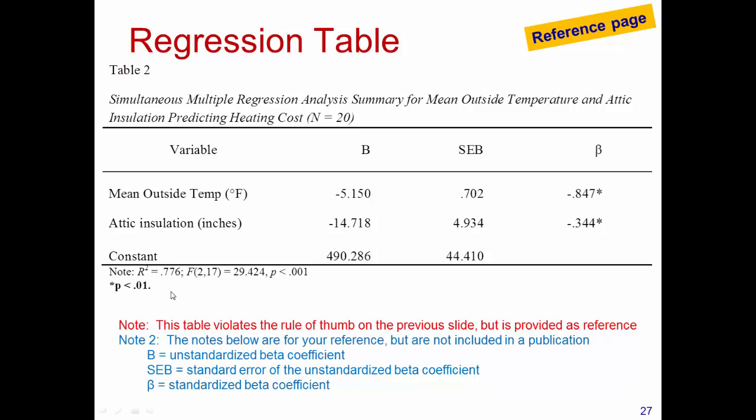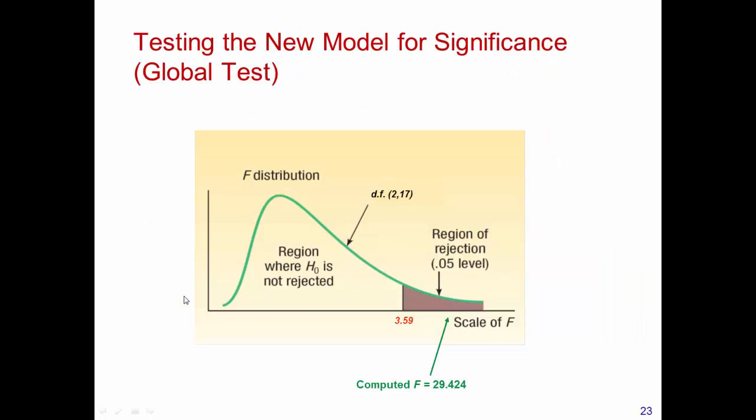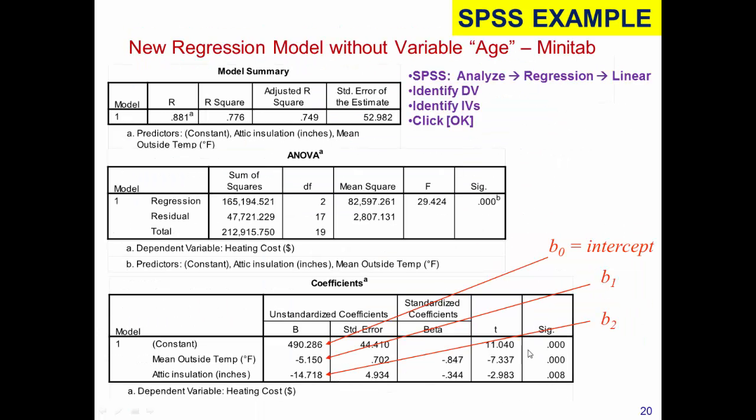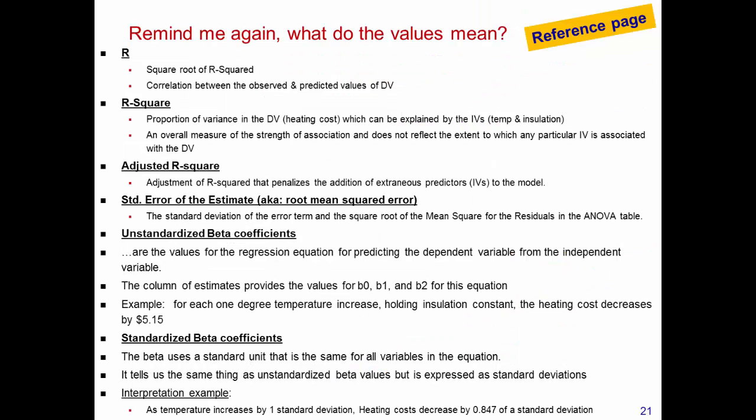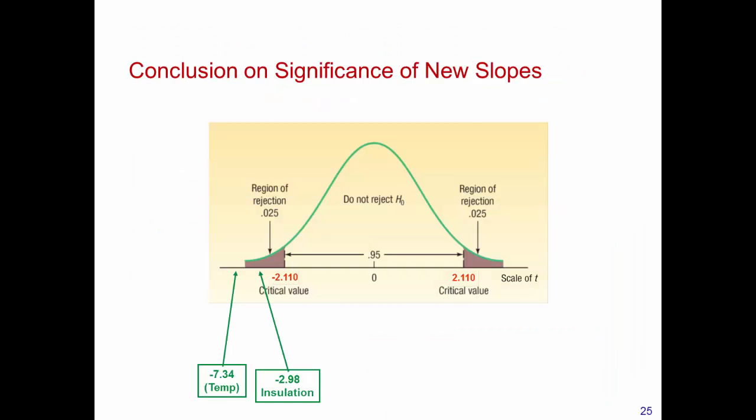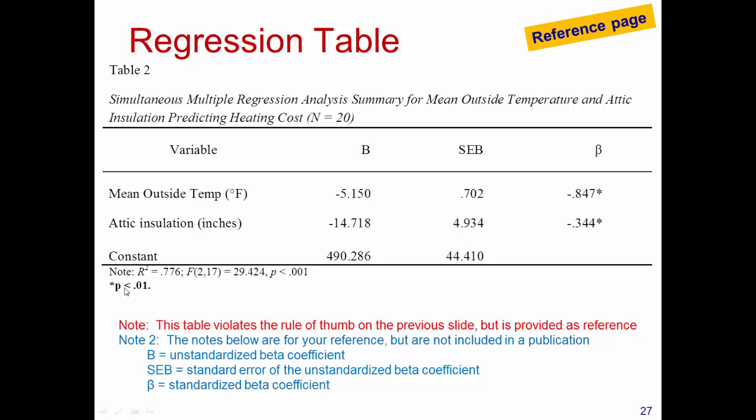You may be wondering why it says only p is less than 0.01 instead of 0.001. Well, if we go back to our slide 20, you'll notice that the significance level for the attic insulation was 0.008 and not 0.000. So we want to make sure that we are comprehensive and cover both of the coefficients. Although for the mean outside air temperature, the p is less than 0.001. And we could distinguish that separately by one asterisk and then two asterisks, and have separate indications there. And that's probably a better way to do it.